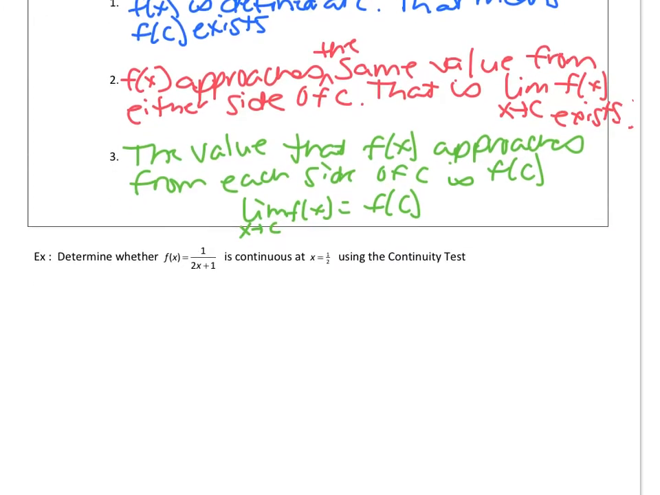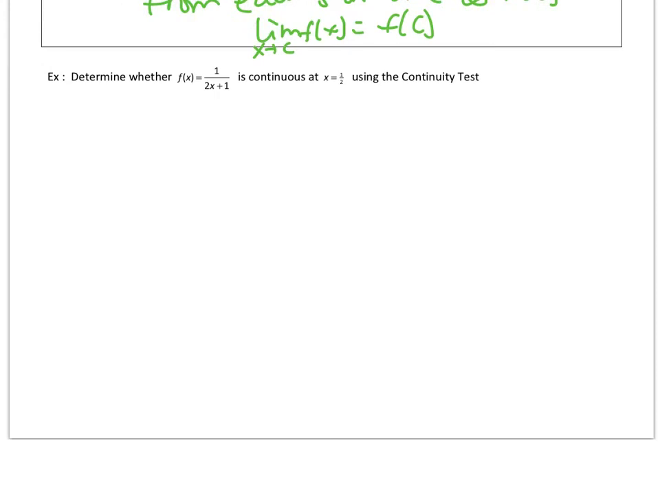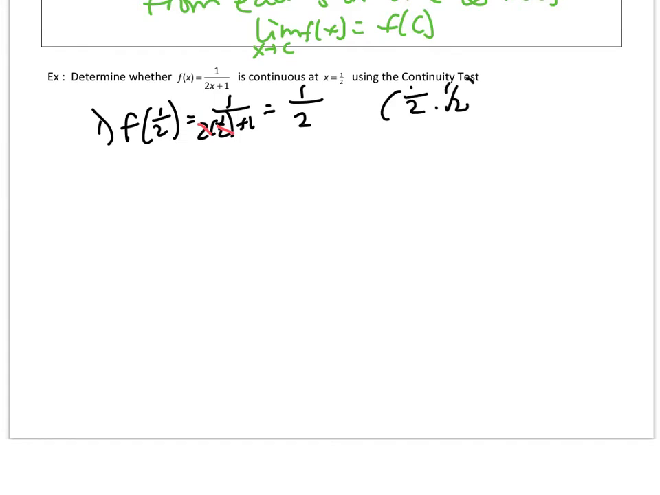So let me move this up a little. Okay, so we're going to look at a problem. I want to determine whether 1 over 2x plus 1 is continuous at x equals 1/2 using the continuity test. So the first thing I have to prove is that f of 1/2 exists. So I have to plug in 1/2, and then 2, it's going to give me 2. So I have a point of 1/2, comma 1/2. So I know that f of c exists. So f of 1/2 exists.